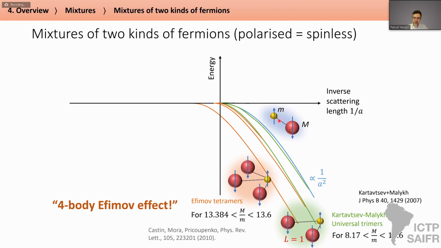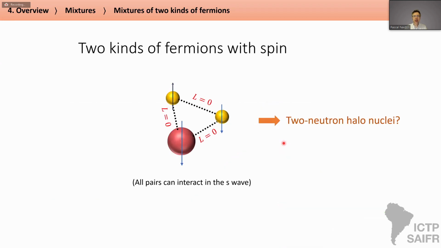Okay, so as you can see, the universal physics and Efimov physics with these mixtures of fermionic particles is actually quite rich, even more interesting than what happens for bosons. Okay, and finally, we can consider mixtures of two kinds of fermions with spin.